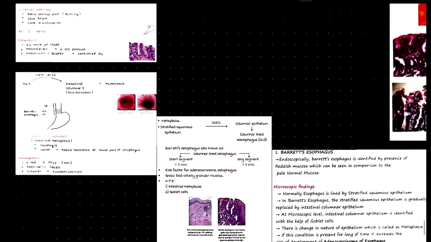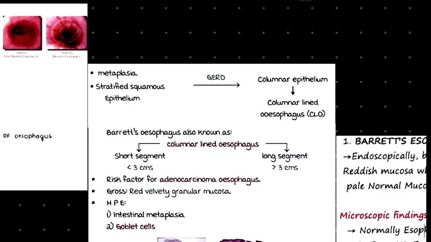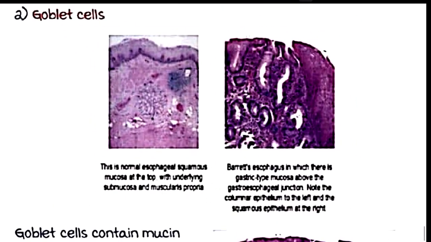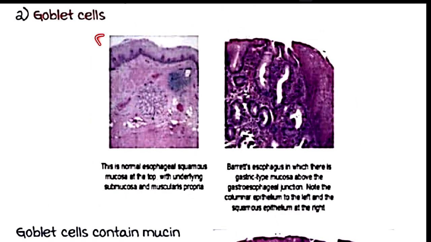Yes, we have seen these things right here: red velvety granular mucosa. Histologically, what we'll find is intestinal metaplasia, we'll find goblet cells. Right here you can see a normal individual. This is a normal esophageal squamous mucosa. Right here you'll find normal mucosa, and that is stratified squamous epithelium.